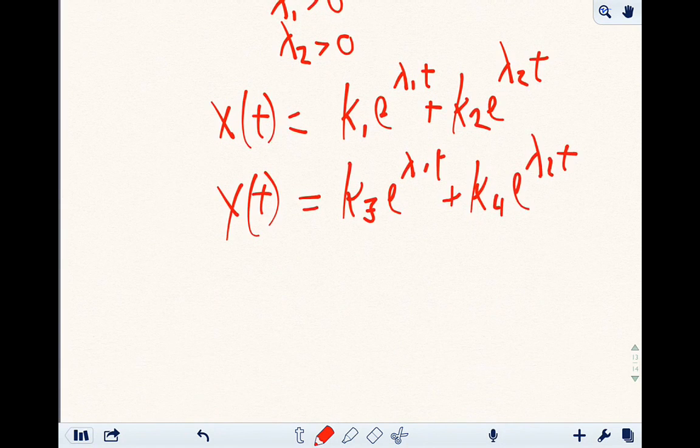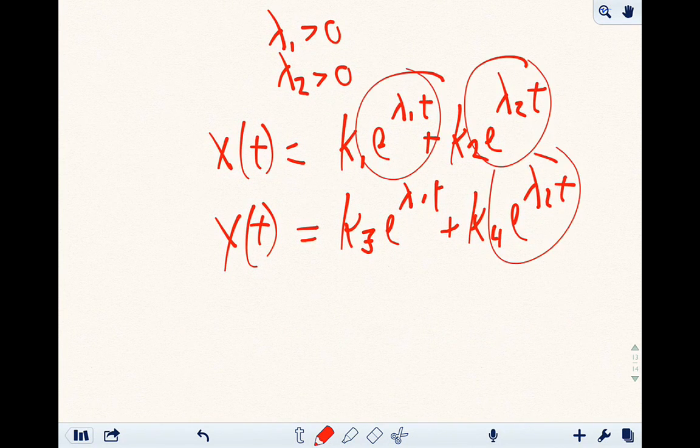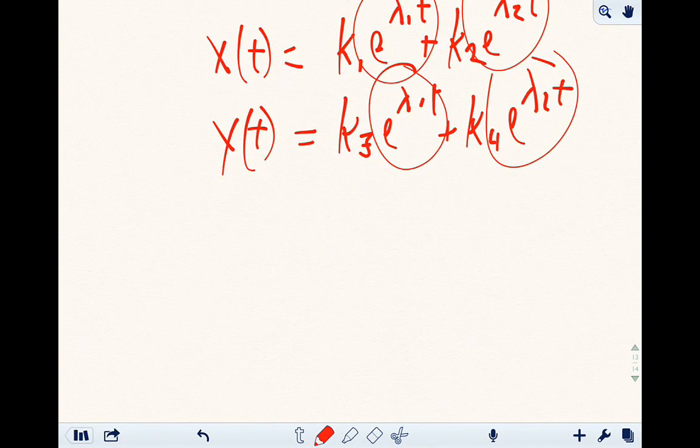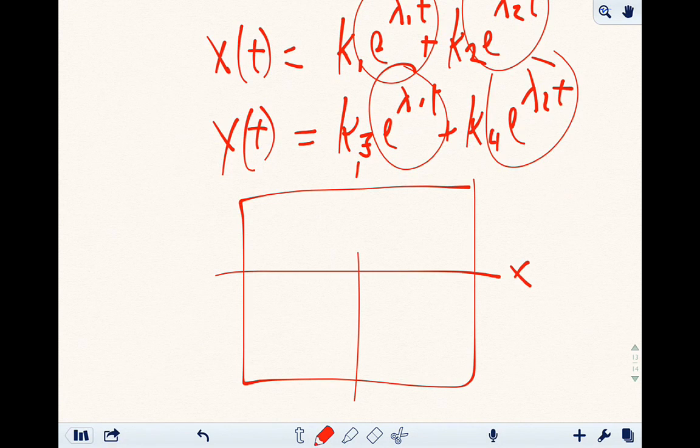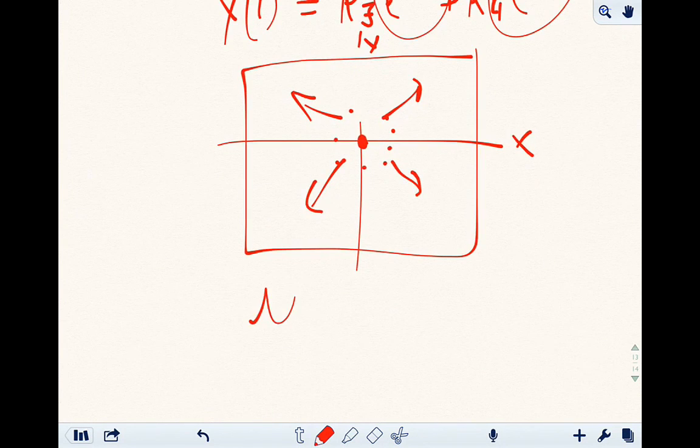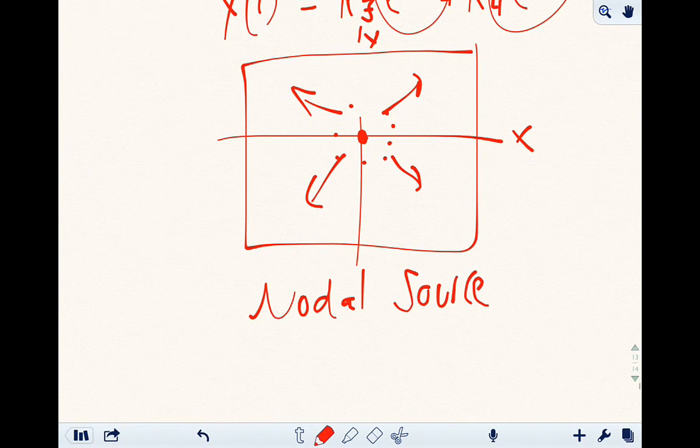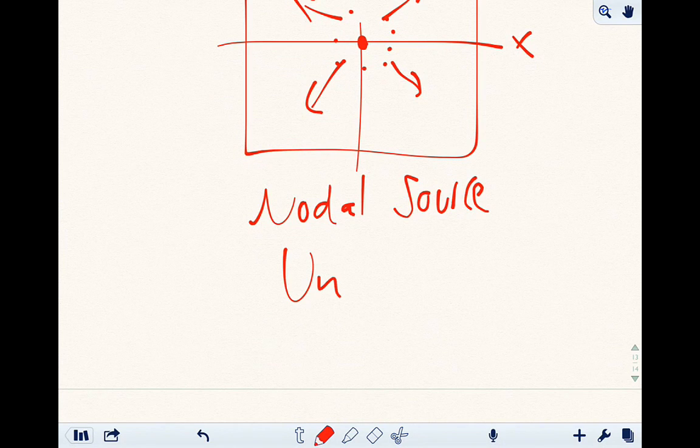Now, if they were both real and both positive, all these exponential terms are going to grow with time. And that means the solution is going to go away from the origin. Generally speaking, if we plot phase space, including negative values, x and y, we have our one critical point here. That tells us that the solution, if perturbed away from this critical point, is going to grow away from the critical point as these exponentials kick in. This type of solution is known as a nodal source, as opposed to the previous one, which is a nodal sink. And it is, as you may have guessed, unstable. Any perturbation from the critical point will take it away from the critical point.